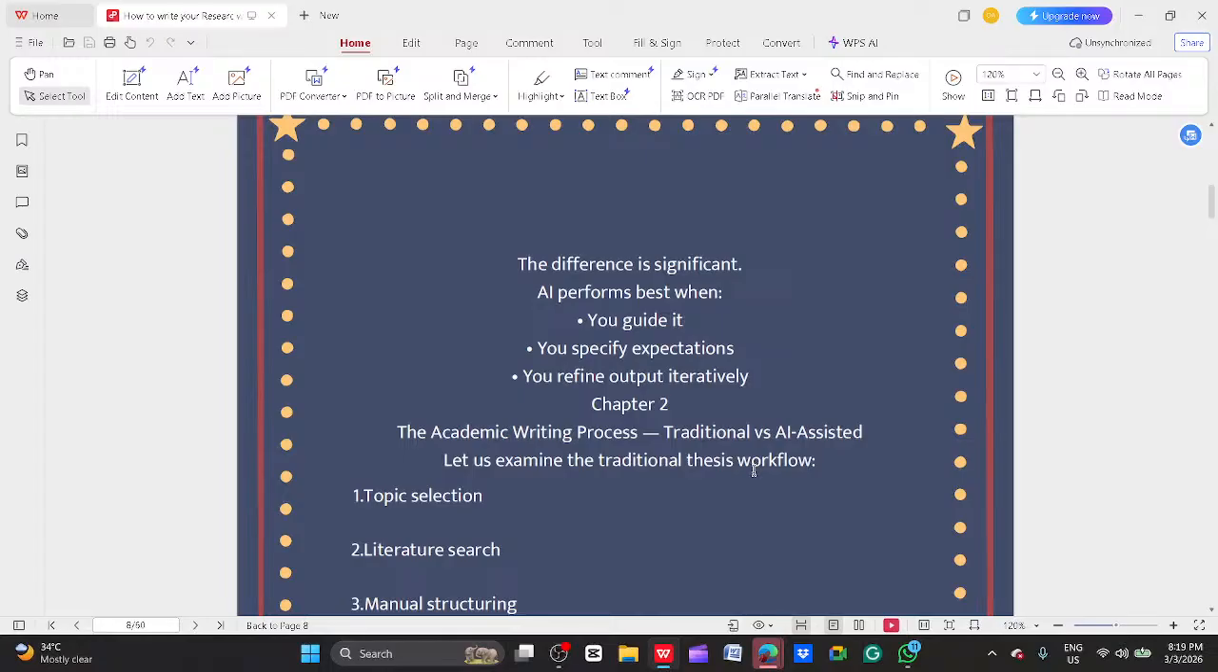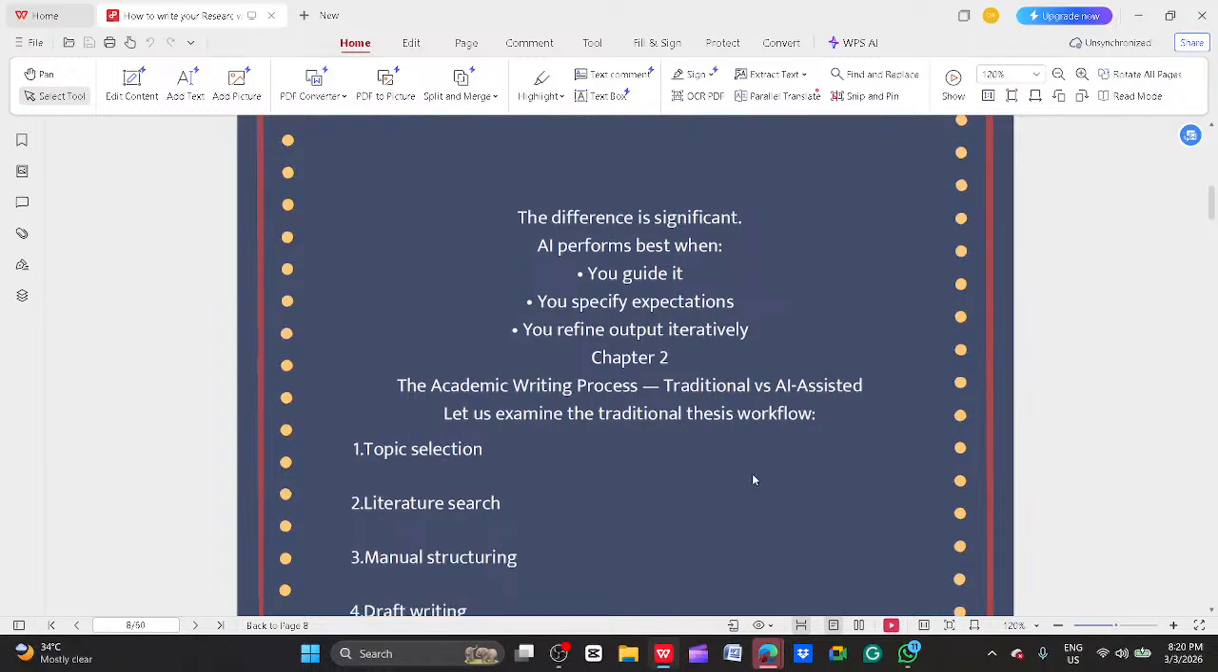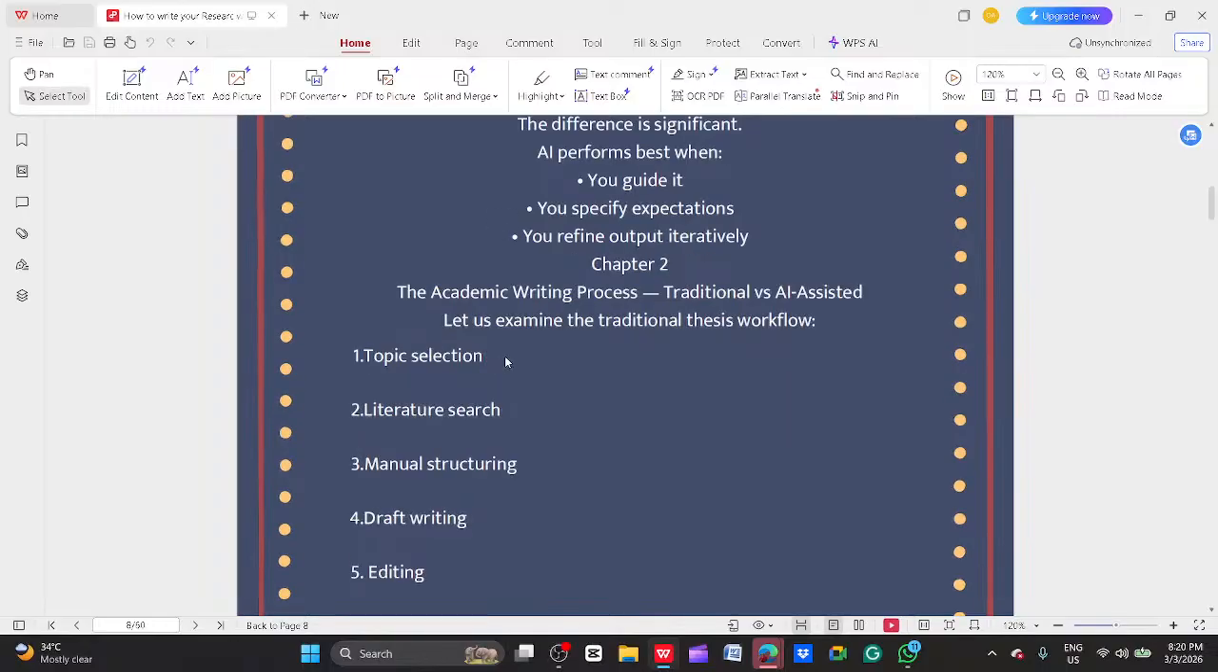In those days, we normally carried files around. We always wrote with pen and paper, and that is what we used to do. So let's look back into the traditional method. The first thing is that it starts with topic selection. Under normal circumstances, before we would be able to think about our topic, conceptualize it, and get it approved by our supervisor. It always starts with that, then followed by literature gathering.